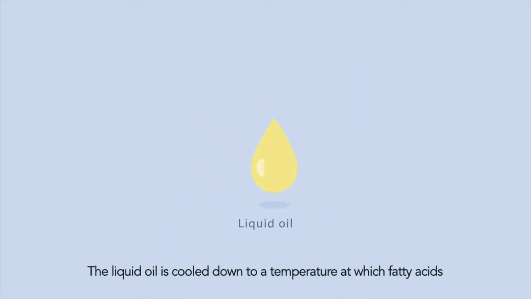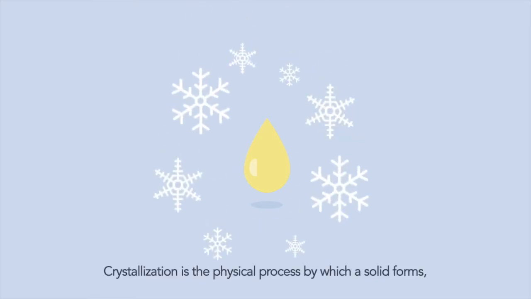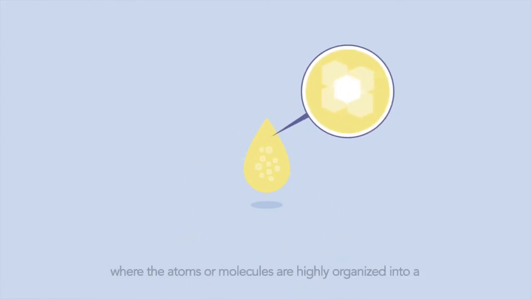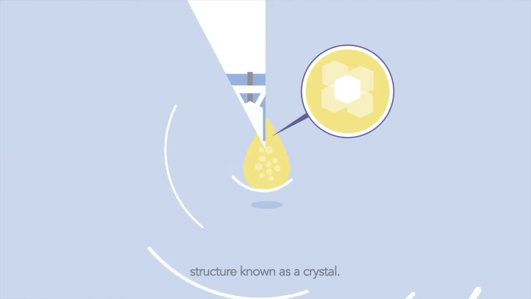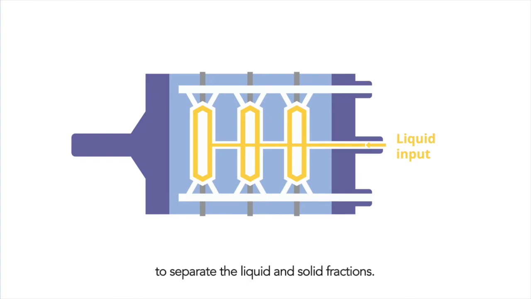The liquid oil is cooled down to a temperature at which fatty acids with a higher melting point start to form crystals. Crystallization is the physical process by which a solid forms, where the atoms or molecules are highly organized into a structure known as a crystal. The partially crystallized mixture is pumped through a filter press to separate the liquid and solid fractions.